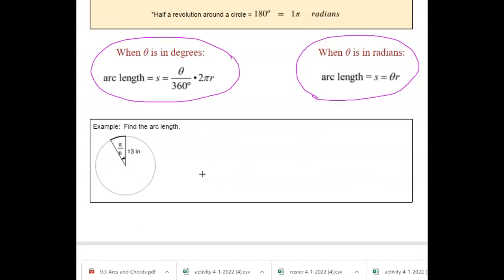So let's look at this. First thing that you want to notice is, is my angle given in degrees? Is it given in radians? Whenever you see a pi symbol, that should look a little different to you, and that's telling you that it is a radian angle measurement. Okay. And so S equals, I always do R times theta. I don't know why, but that's how I was taught.